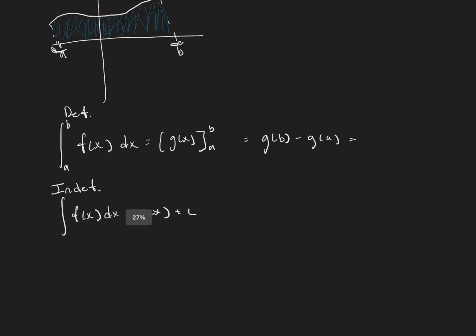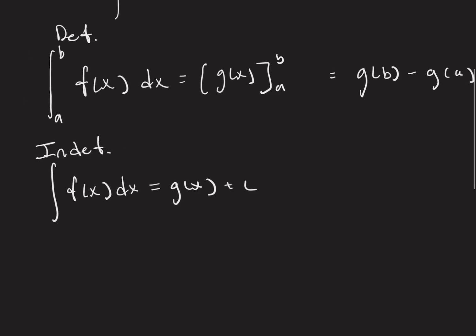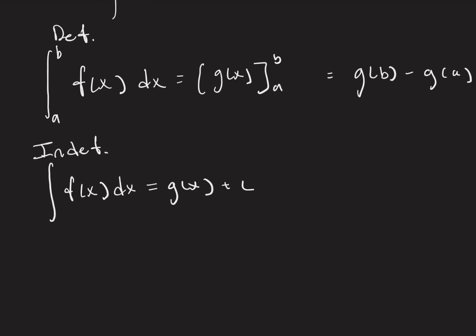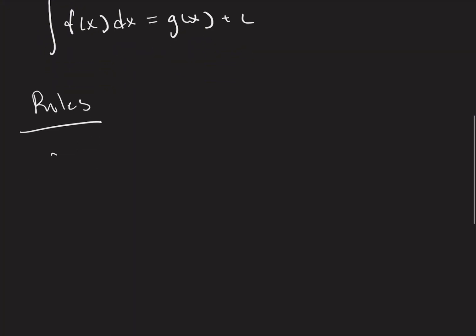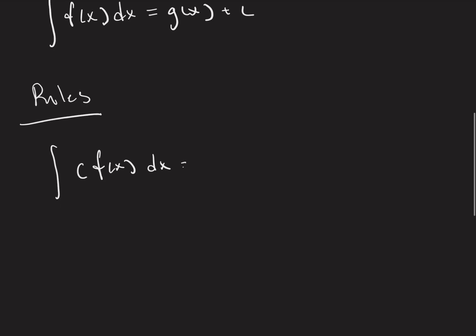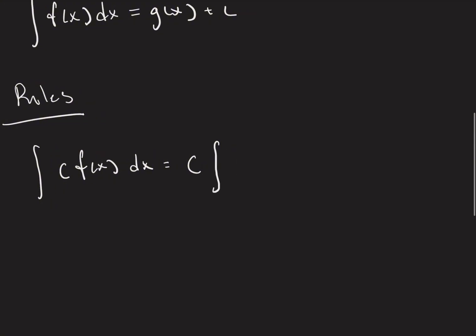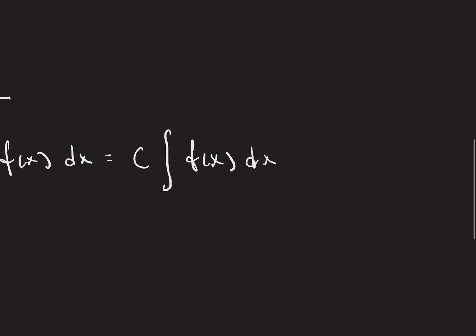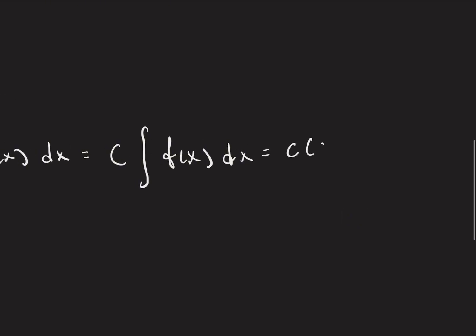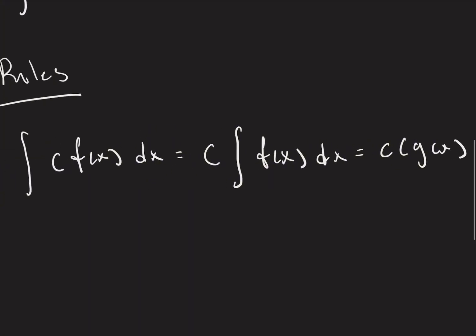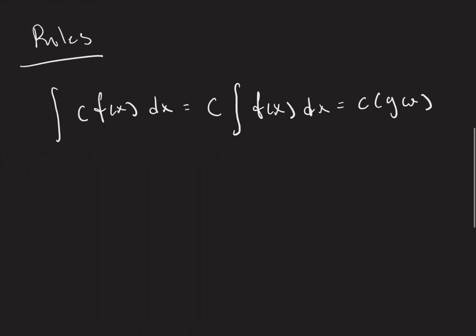Okay? So now we're going to go to the different rules, I guess, where, for instance, say you have a constant in front of your function, right? You could move the constant outside of the integral, and you just find the antiderivative. You don't have to worry about the constant anymore. So it'll just be c multiplied by g of x. That's it, right?